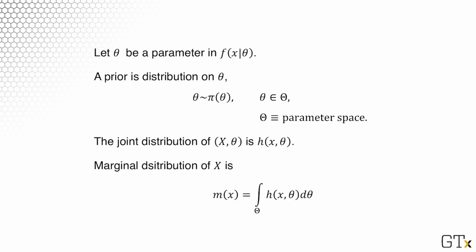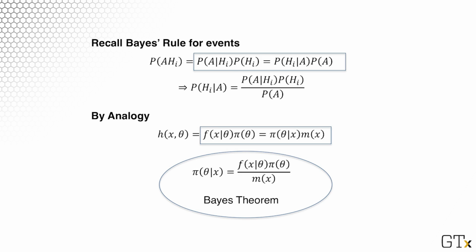In this case, this m of x is called marginal distribution for x, and it is simply marginal distribution from the joint distribution h. Now it's time for Bayes' theorem. Recall the Bayes rule for the events.